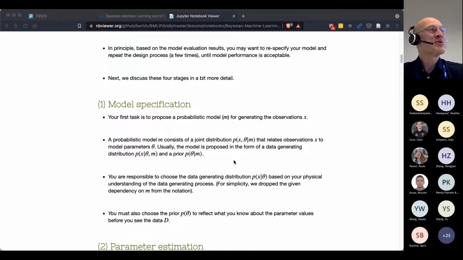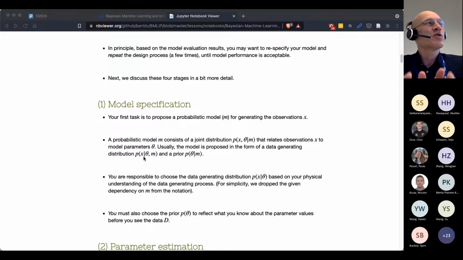What we call a model is a prescription for a data generating distribution plus a prior. Technically, if you multiply the data distribution with the prior, you get a probability distribution over X comma theta given M. That's the specification of my model M. Now, if I add to that a given data set, a given set of observations for X, then the evidence for that model is given.